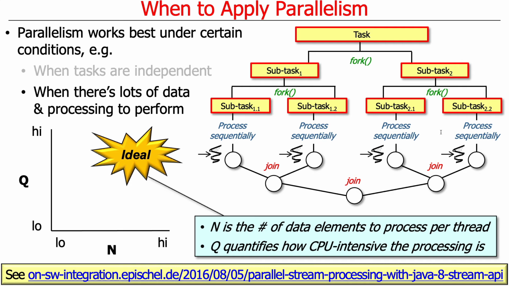So basically the idea is N is the number of elements to process for each of the threads, or each of the independent cores that is running. Obviously we'd like to have N be large, because then we're getting a win from parallelism.